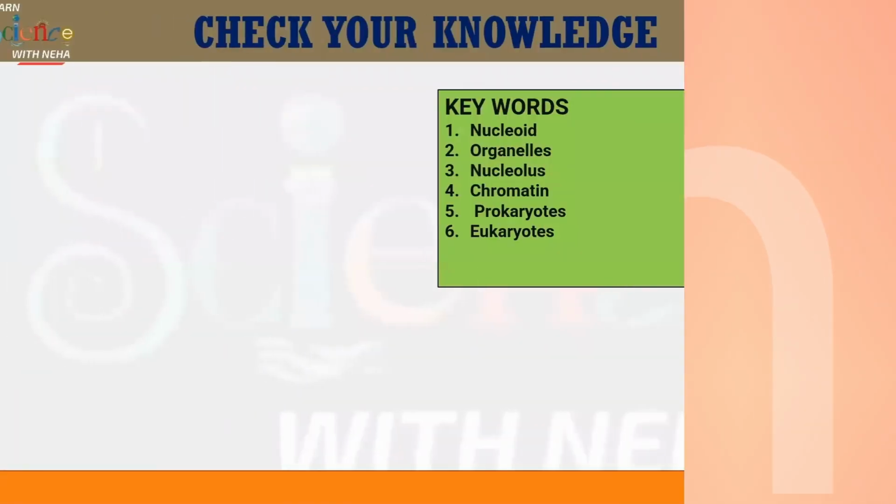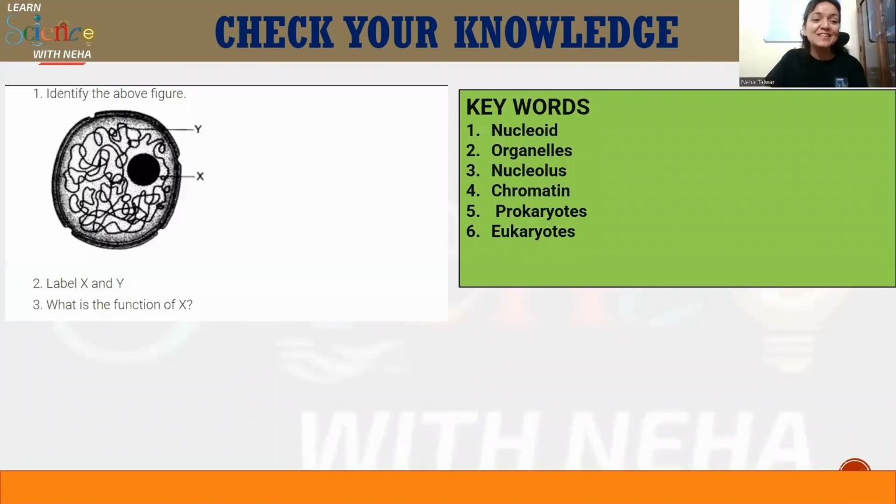Now let's check our knowledge again. This is what you are seeing on the screen. I am sure you all know it is a nucleus. So nucleus, and what is X? The dense structure inside the nucleus is the nucleolus. And what is Y? Y is chromatin. What is the function of X? It is to carry out synthesis of RNA and ribosomes, and ribosomes will create proteins.